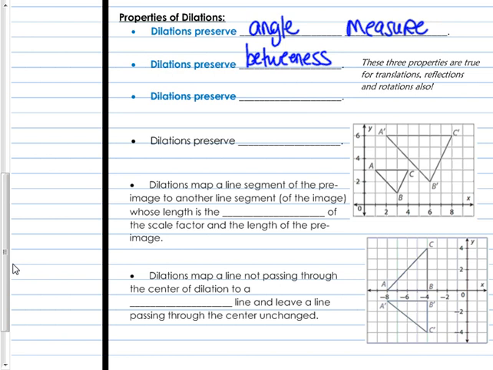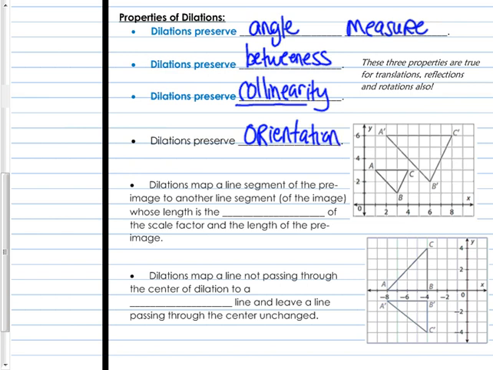Dilations preserve collinearity. Collinearity means collinear. So if a point was on the same line as 2 points before the dilation, it'll still be on the same line as those 2 points after the dilation. Dilations preserve orientation, aka direction. If it's still facing the same way, then it's a dilation.